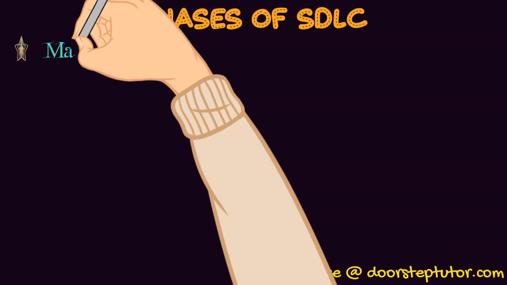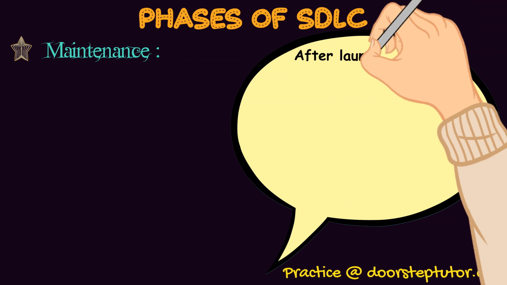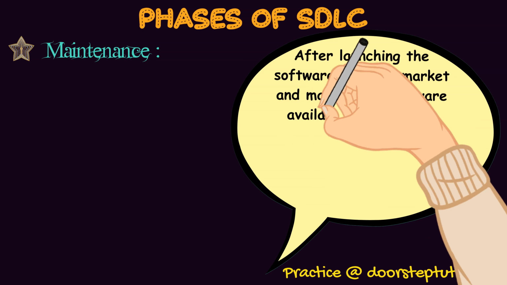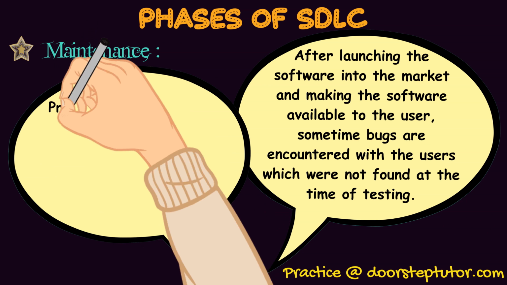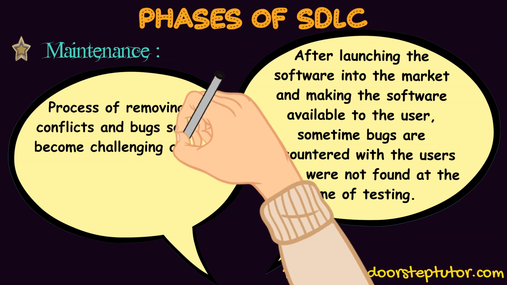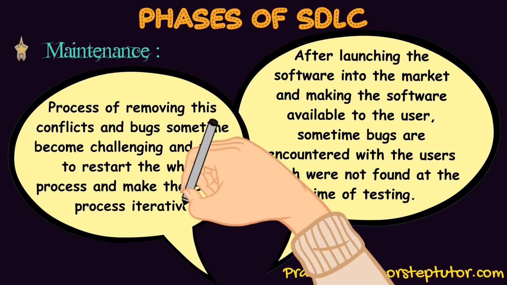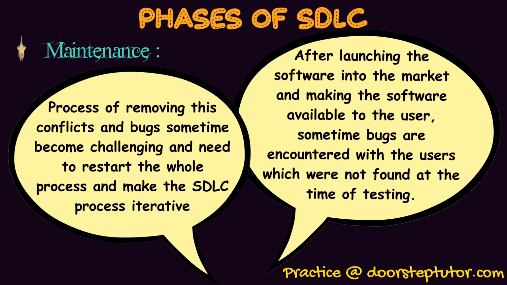Then is the maintenance. The final step will be maintenance. After launching the software into the market or delivering the product to the customer, if the customer or the user who is using that software is facing some problem, then the industry or the organization must be able to remove those bugs also. We can see that sometimes it is very difficult to solve those problems and it becomes very challenging, or the organization may need to restart the whole process if required. So this is the final step, maintenance.